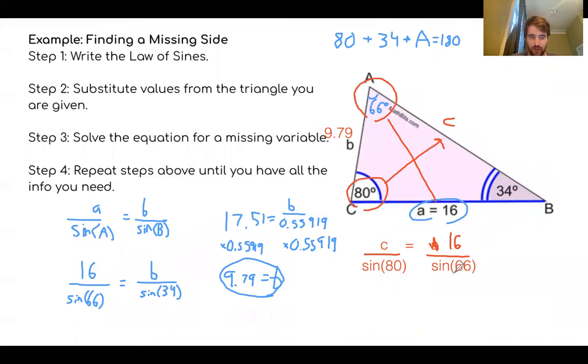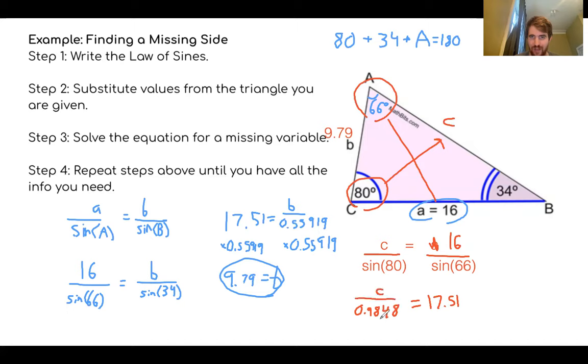Sine of 66 degrees, 16. And this is going to be equal to 17.51. I actually didn't need to do that because we had already done this before, right? We had done it up here. But I do need to find the sine of 80 degrees because we haven't done that before. The sine of 80 degrees is 0.9848.